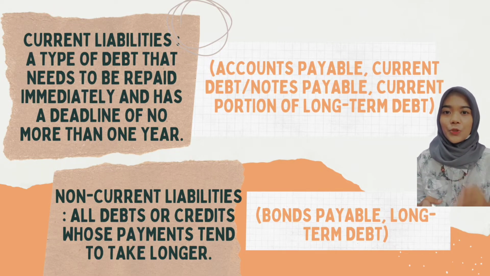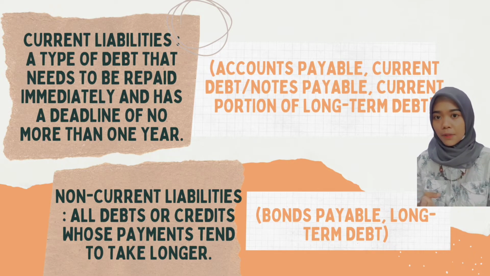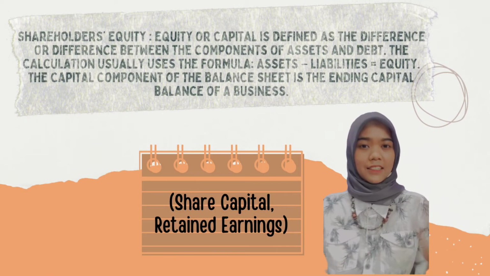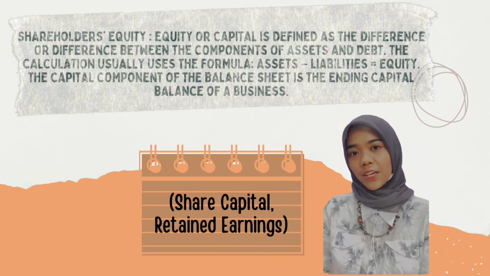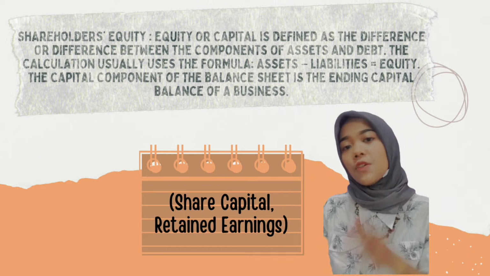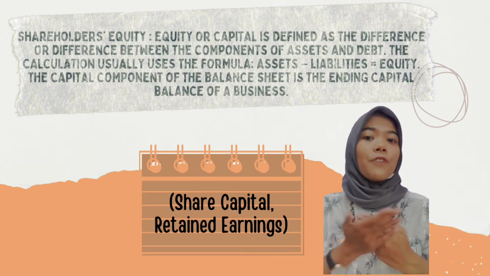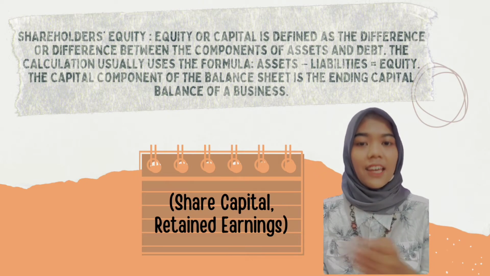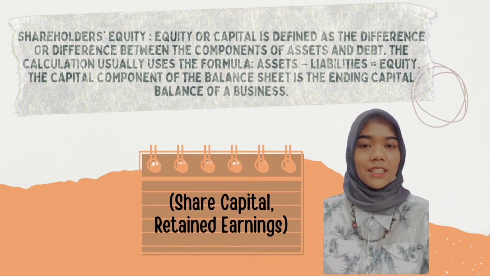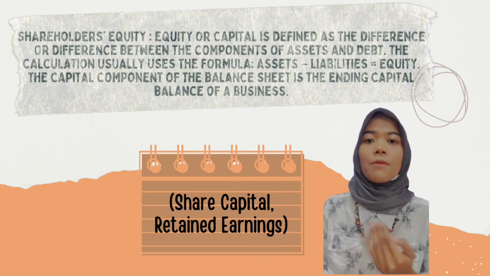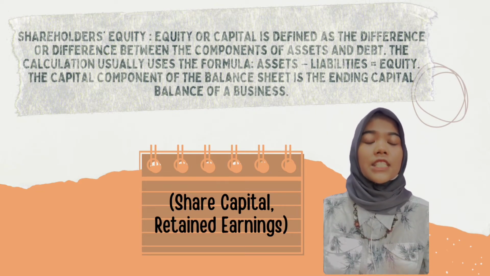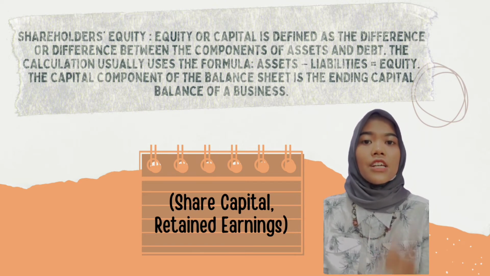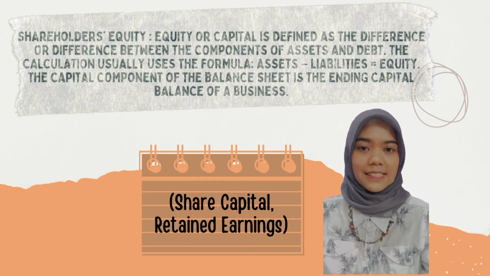Number four, non-current liabilities are all debts or credits whose payments tend to take longer. Examples: bonds payable and long-term debts. And the last, shareholders' equity. Equity or capital is defined as the difference between the components of assets and debts. The calculation usually uses the formula assets less liabilities equals equity. The capital component of the balance sheet is the ending capital balance of a business. Examples: share capital and retained earnings.